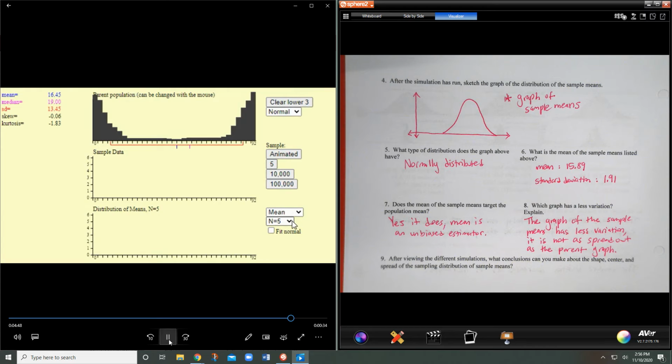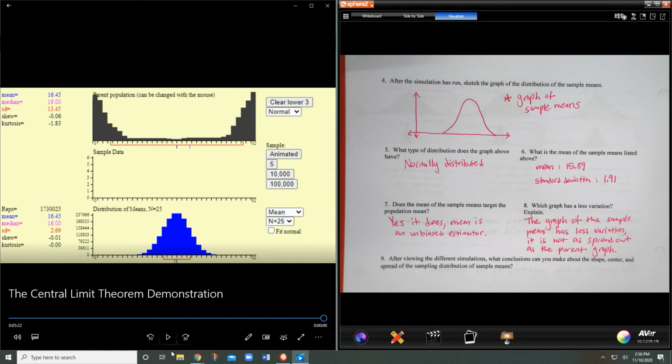What happens now if we take samples of size 10? As we take lots of samples of size 10, we're getting something that is closer to a normal distribution. And now if we take samples of size 25, we end up with an approximately normal distribution, where the mean of our sample means is equivalent to the mean of our population.